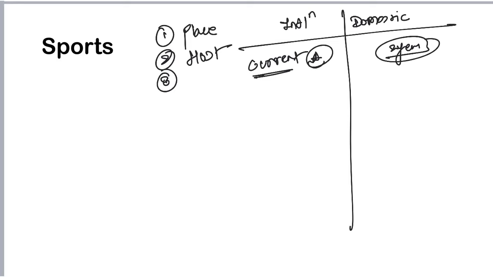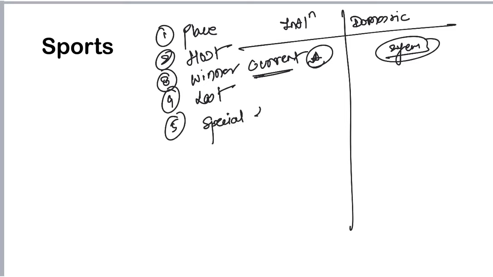That's number 2. Number 3, definitely who was the winner. And number 4, who lost. Number 5, any kind of special event, let's say it was the 20th World Cup for any kind of sport, or you can also try to understand the debut, anybody for whom it was the first time, a debutant.